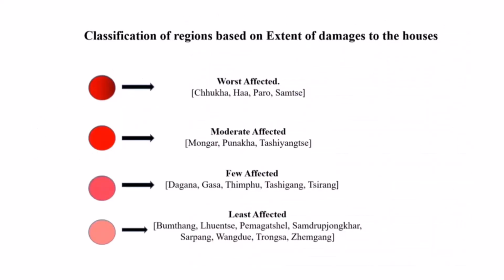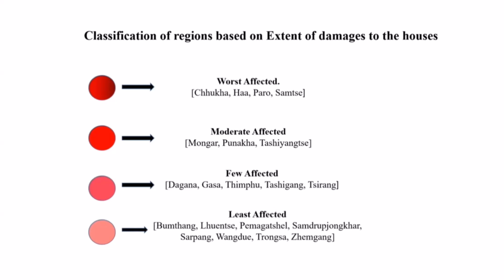So based upon the number of houses affected, I have categorized the whole region into 4 different parts. That is worst affected, represented by a dark red color, moderately affected, represented by a red color, few affected, represented by a light red color, and least affected, represented by a gray color.